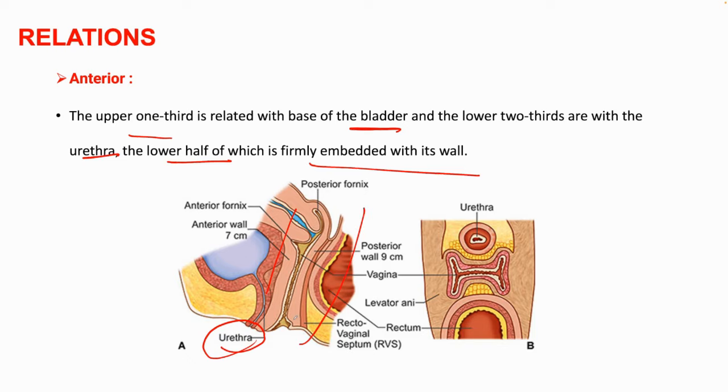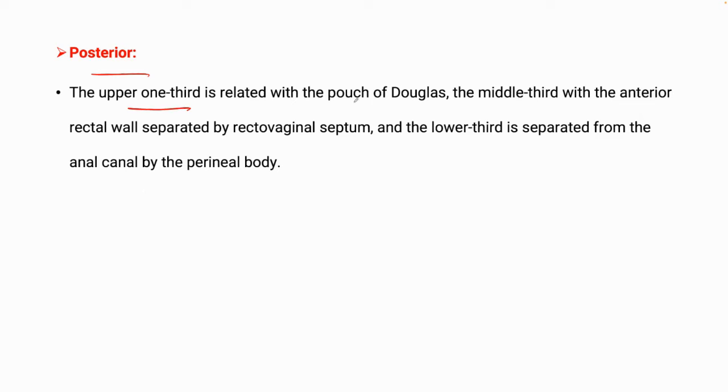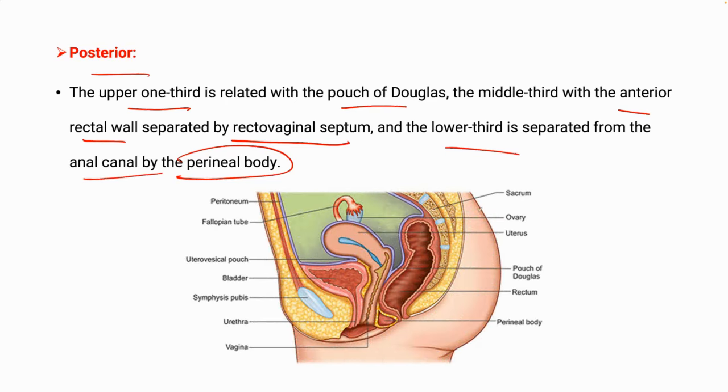If we talk about the posterior relations, the upper 1/3 is with the pouch of Douglas. The middle 1/3 is with the anterior rectal wall, separated by the rectovaginal septum, and the lower 1/3 is separated from the anal canal by the perineal body. You can see in the figure, the upper one third is here, that is the pouch of Douglas. The middle one third is related to the rectum, and the last to the anal canal through the perineal body. Clear? So these are the posterior relations.